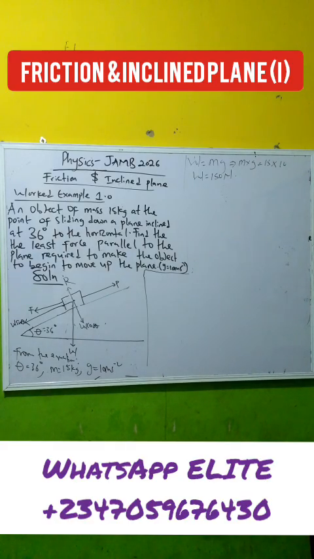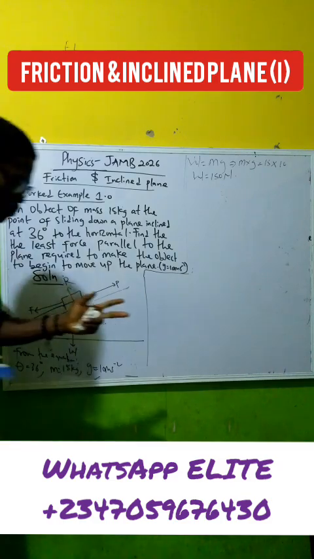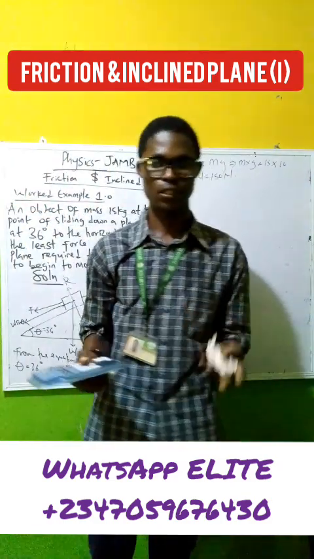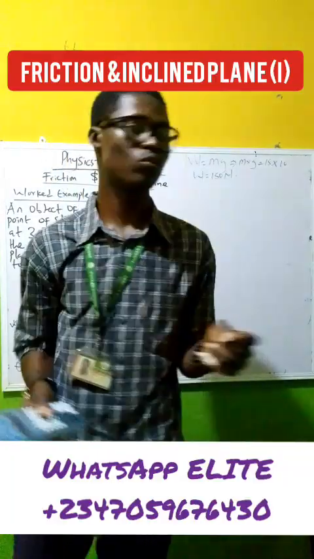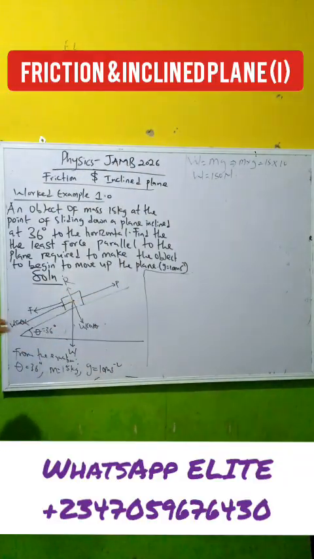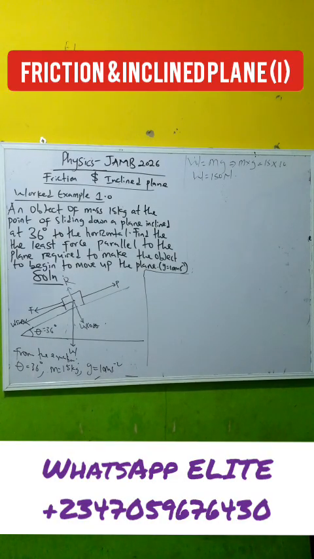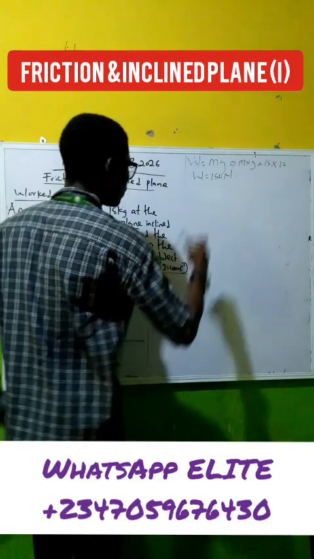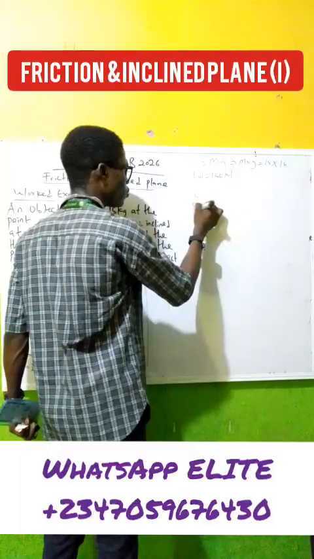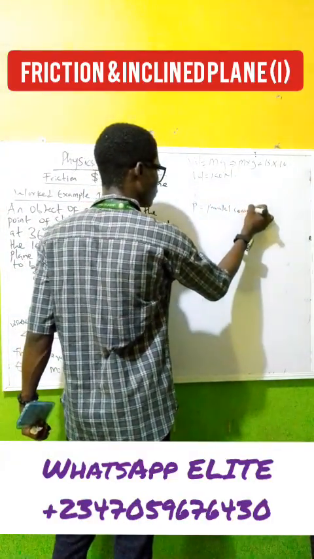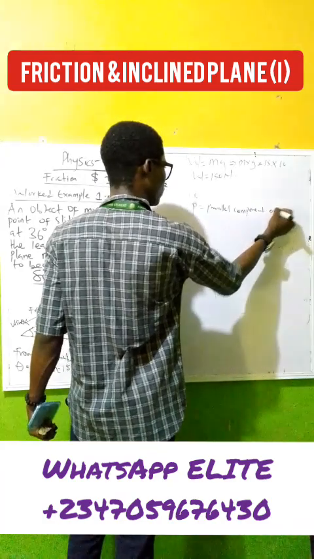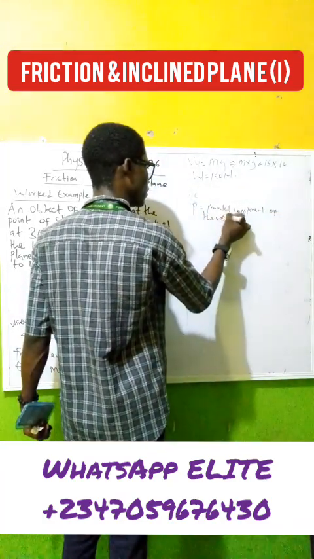What's the parallel component of the weight? The parallel component of the weight is W sine theta. Are you with me? No stress. While the vertical component of it is W cos theta. That is the upward pulling force P. Now, what I'm trying to say is that the force equals the parallel component of the weight.